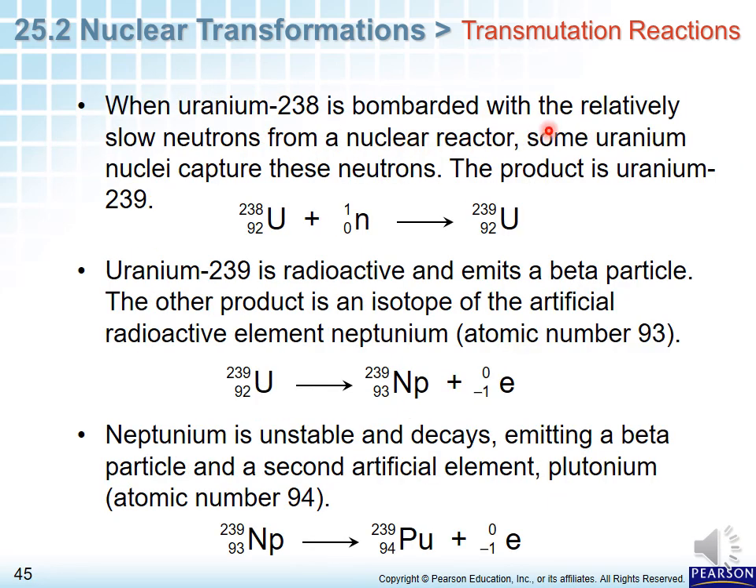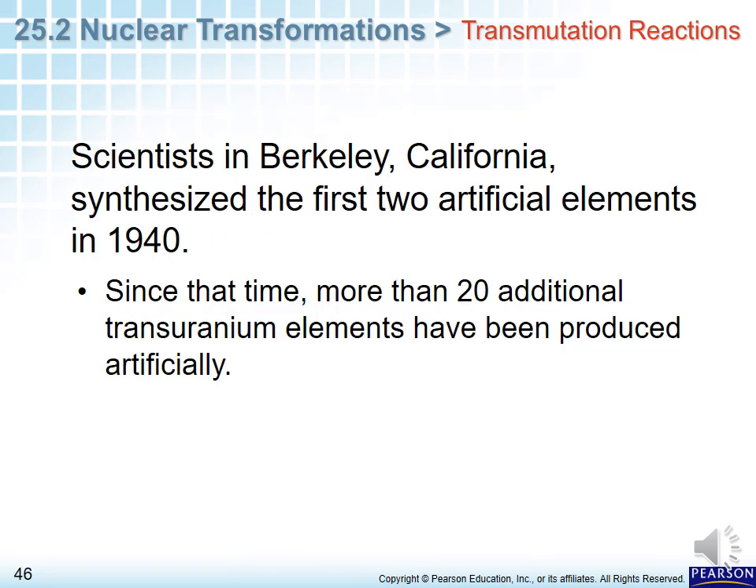When uranium is bombarded with relatively slow neutrons from a nuclear reactor, some uranium nuclei capture these neutrons. The product is uranium-239. You can see it's 238 becomes 239. When the 239 radioactive element emits beta particles, the product is the artificially radioactive element neptunium. So 92 becomes 93. Neptunium is unstable and decays, emitting beta particles and forming a second artificial element, plutonium, atomic number 94. So 93 becomes 94. Now scientists in Berkeley, California synthesized the first two artificial elements in 1940. Since that time, more than 20 additional transuranium elements have been produced artificially.